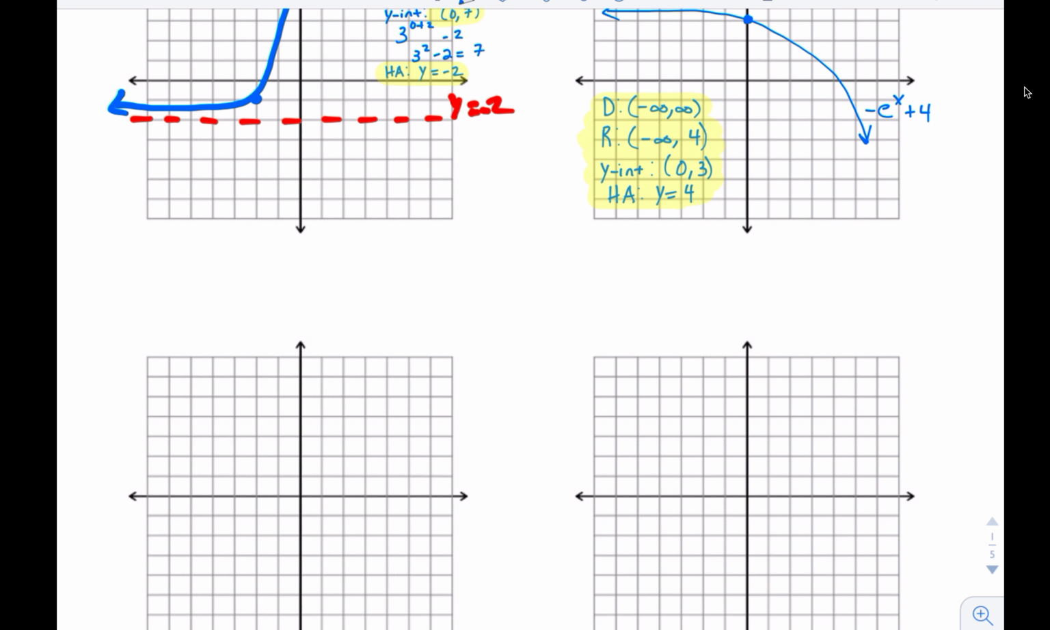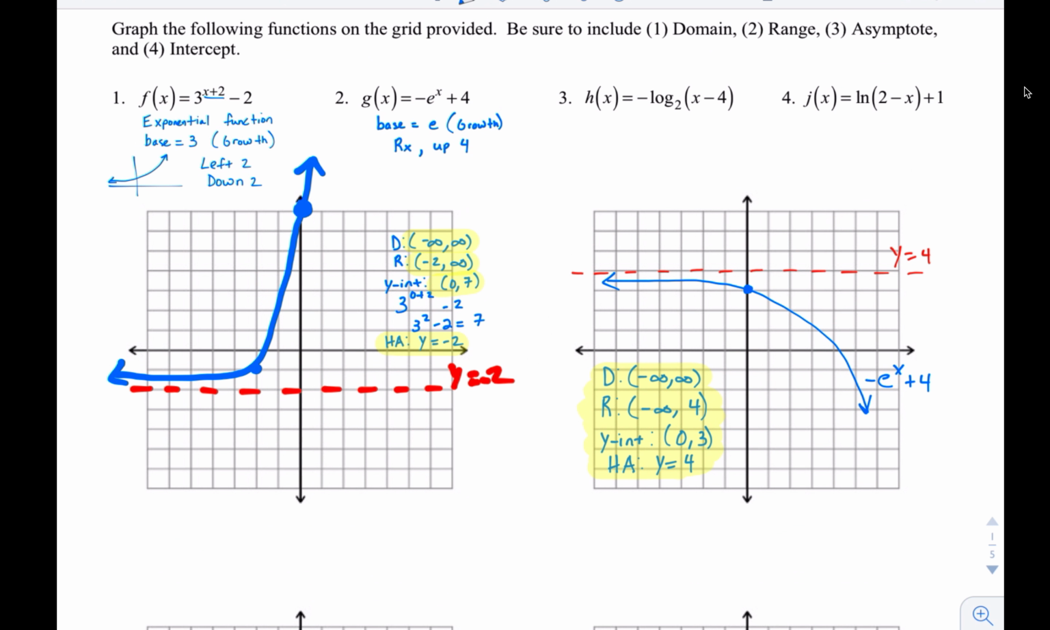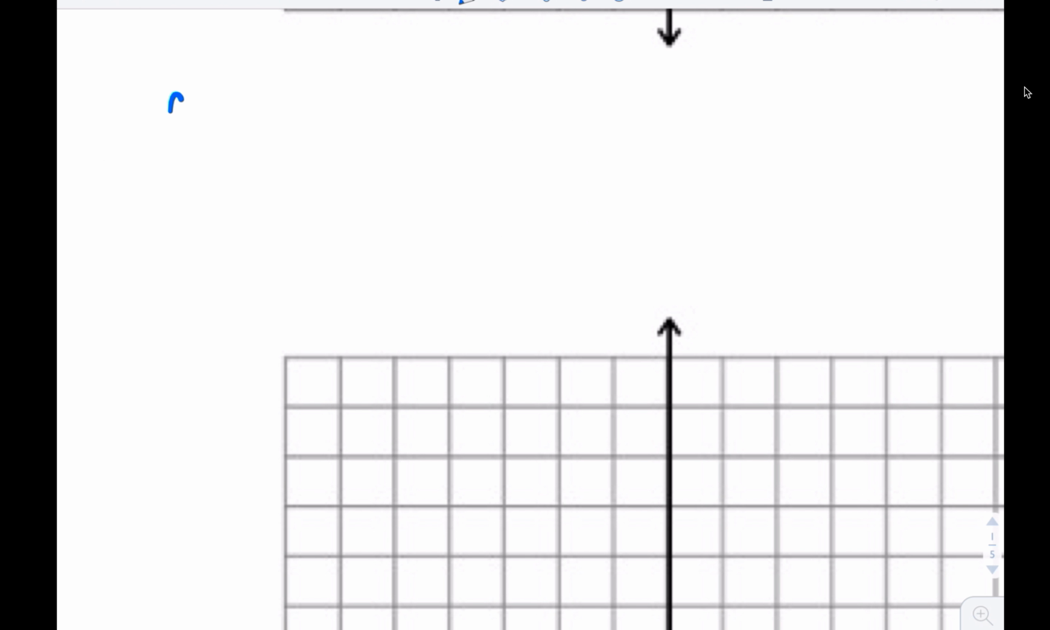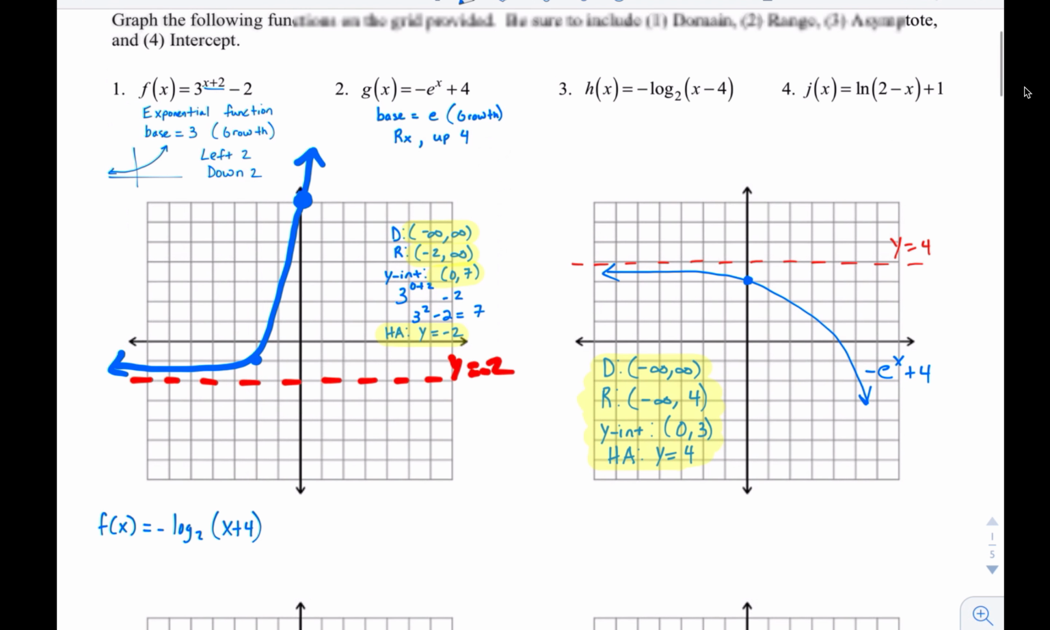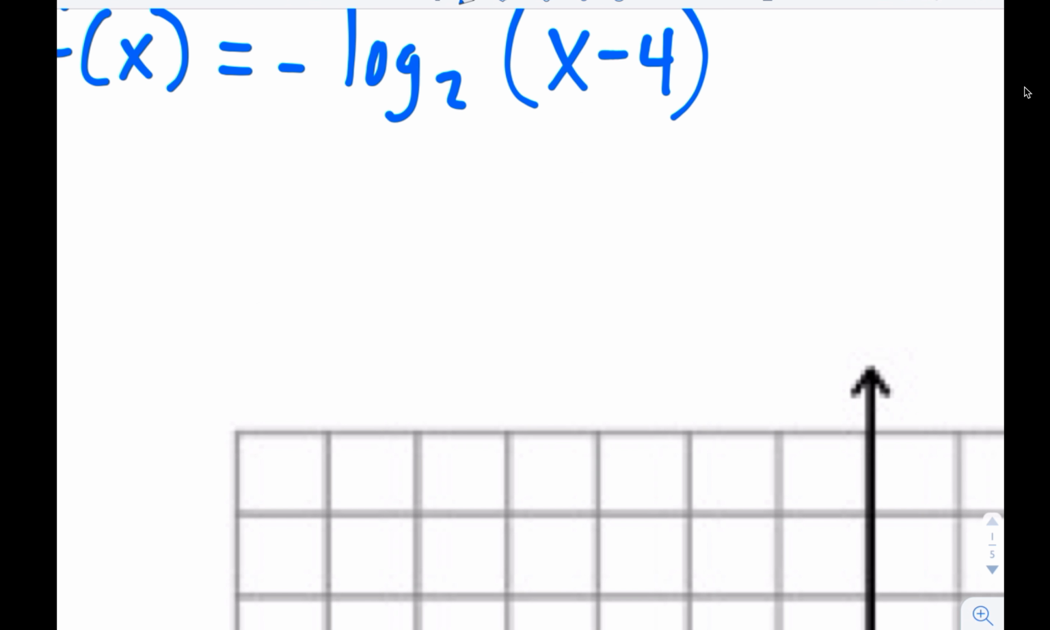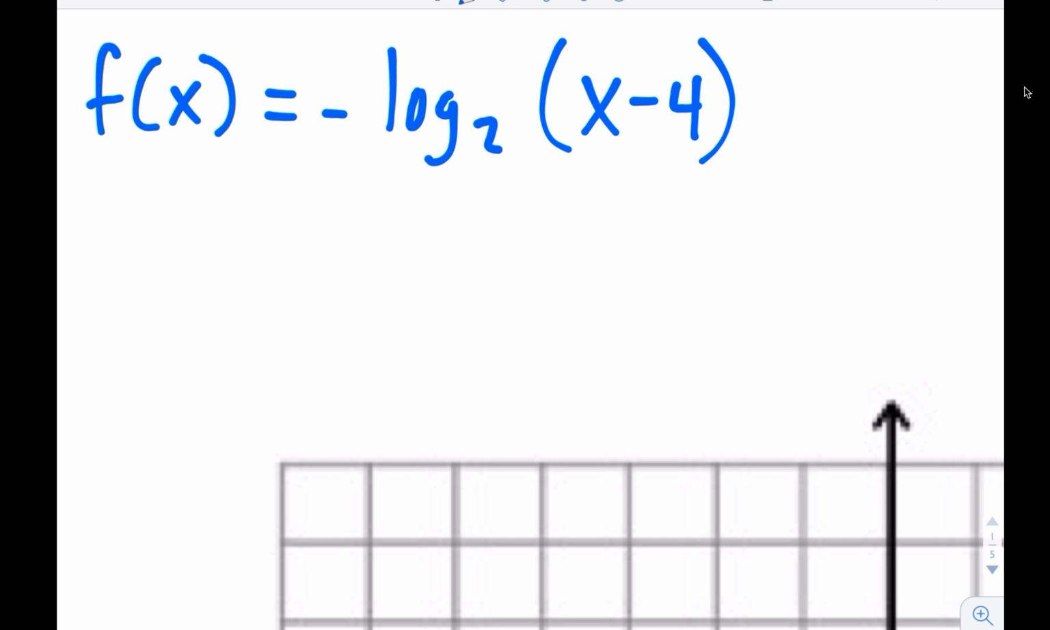Okay, so moving on to the third one, that's negative log base 2 of x minus 4. So f of x equals negative log base 2 of x plus 4 minus 4. Sorry about that. Okay, so I know that this is a log graph. All right, so this is a logarithmic function.